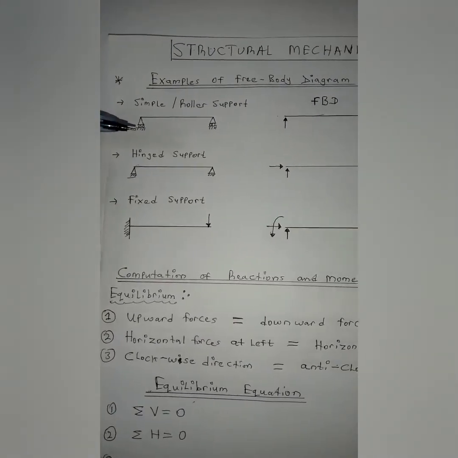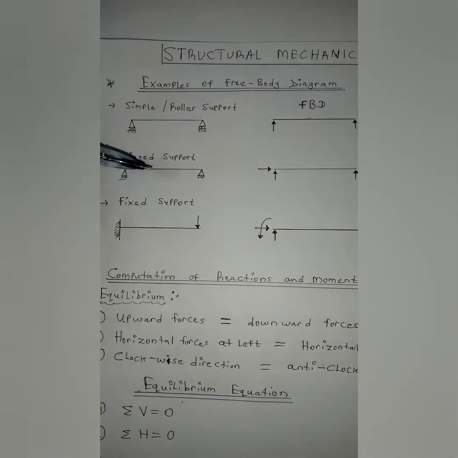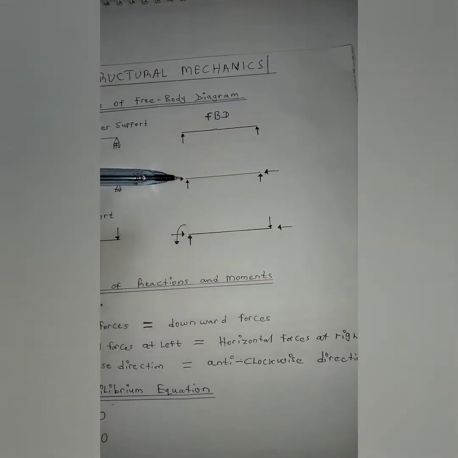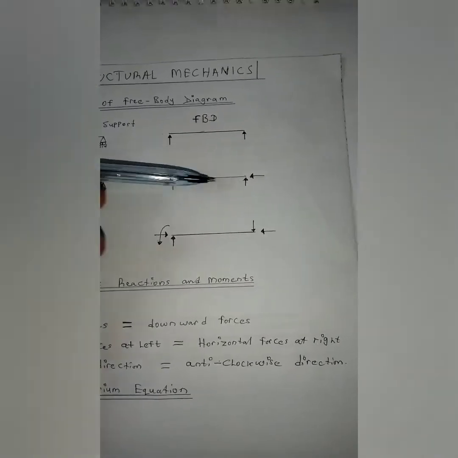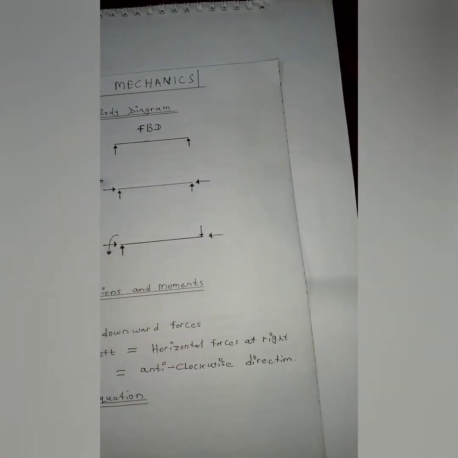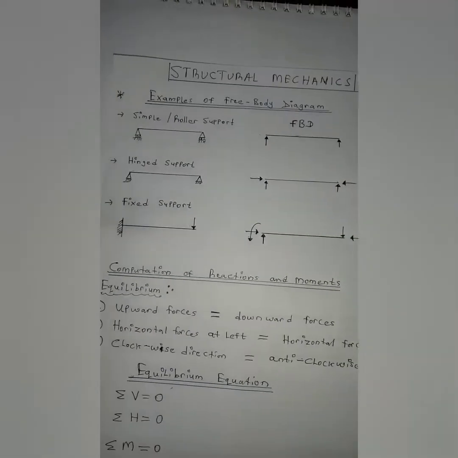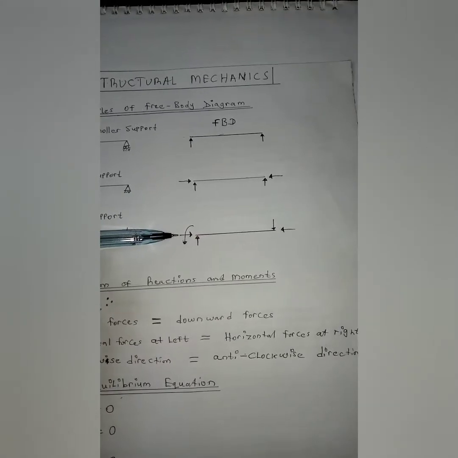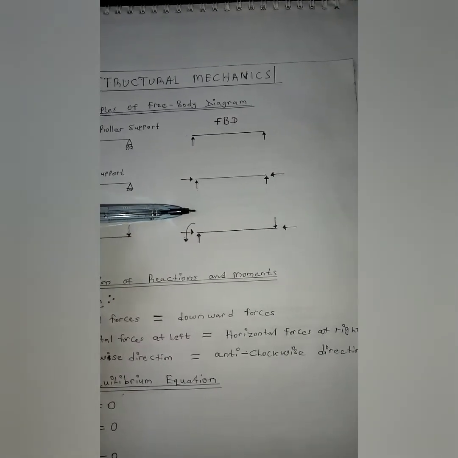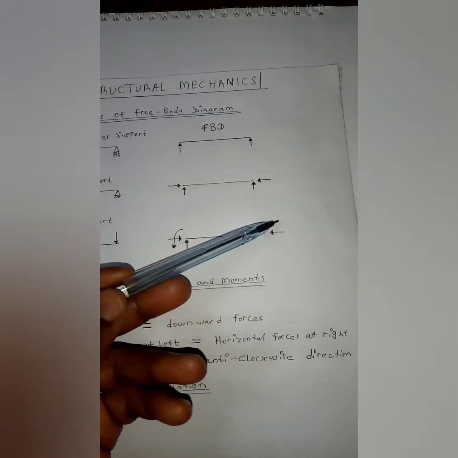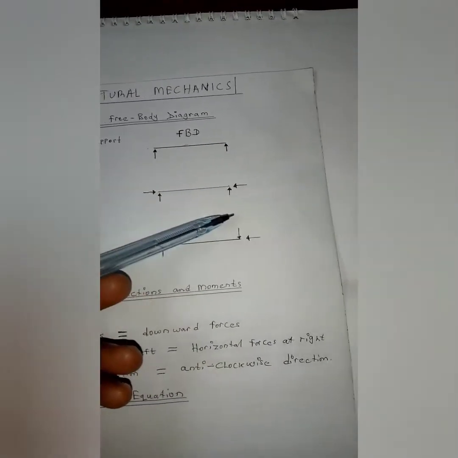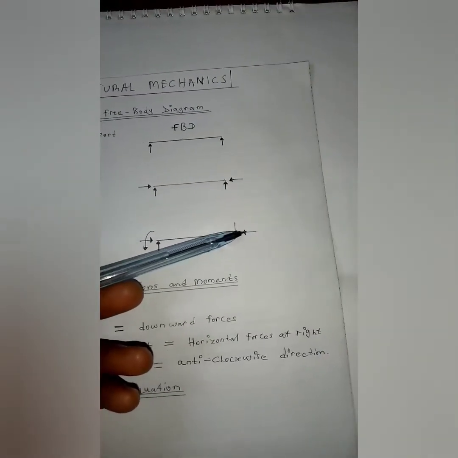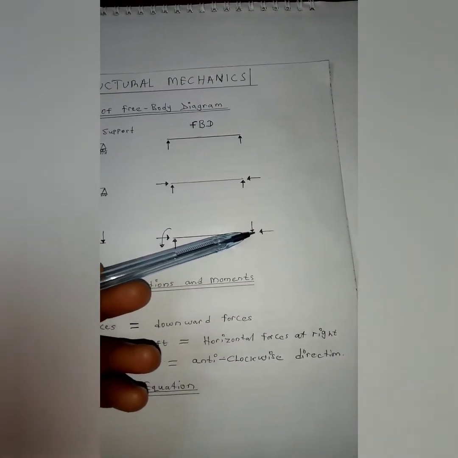So for a pin support, we are going to have a vertical support, at the left and right, and we'll be having a horizontal also. So for the pin, we have a vertical and horizontal at the left, and then we have a moment. Then at the right hand side, we have only a downward force and a horizontal force acting.